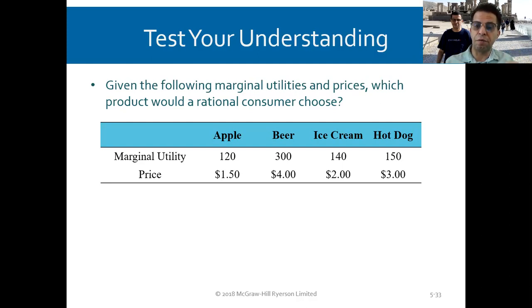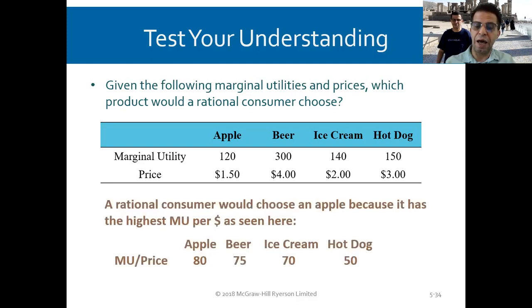But dividing by the price, you will select the apple, because the apple will give you 80 marginal utility per dollar spent. Beer will give you 75, ice cream will give you 70, and hot dog 50. So a rational consumer would choose apple because it has the highest MU per dollar. That's the rational consumer.